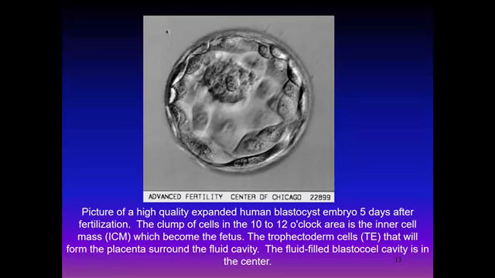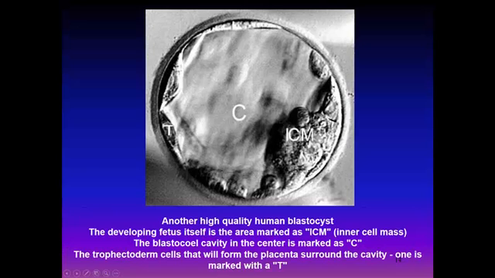Here's a picture of a high-quality expanded human blastocyst about 5 days after fertilization. The inner cell mass is going to become the baby. That's this at the top here, and the trophoblast is the outside cells. Here's another picture of a high-quality blastocyst. This is what is implanted during in vitro fertilization.